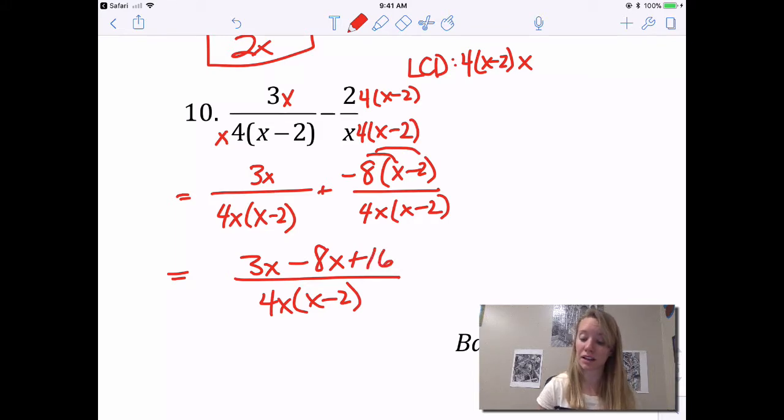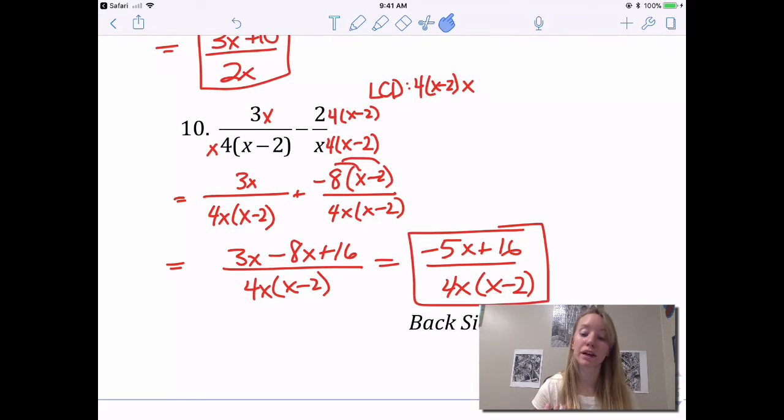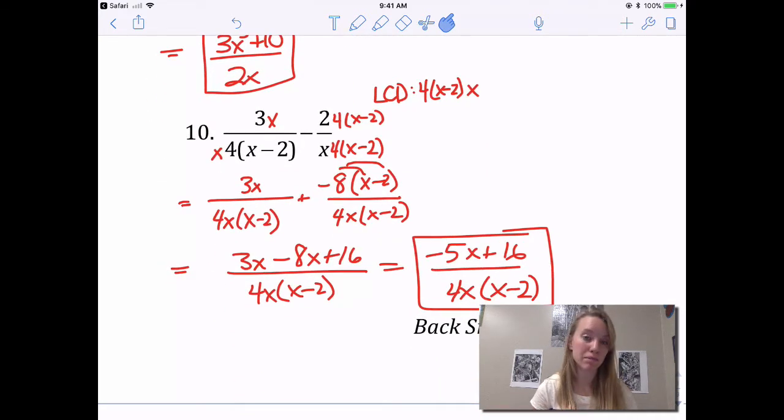Okay, and now I can combine like terms. 3x minus 8x is negative 5x plus 16 over 4x, x minus 2. So again, it's a little bigger of a denominator rather than this one, which is just 2x, but we're doing the same thing. We're finding our LCD, we're writing our fractions to have that LCD, and then we are simplifying when we are all done. This time, we had to remember the negative.